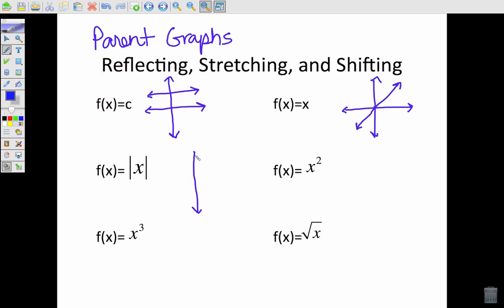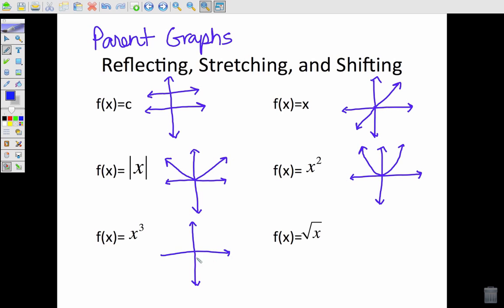F of x equals absolute value of x. This is the absolute value function here at the origin, the V shape there, right, cutting both those quadrants in half. F of x equals x squared. This is our parabola, and our standard parabola here starts at the origin and looks like that, our U shape. Our cubic function, x to the third. Here's our x to the third, constantly increasing, approaches the origin and then continues up into quadrant 1.